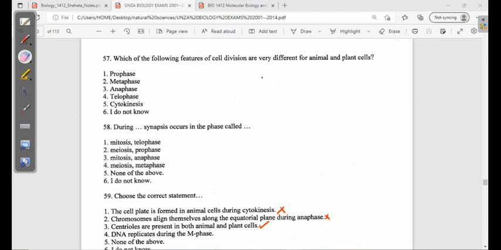Now let's look at the other option. DNA replicates during the M phase. That's not true. Replication of DNA happens during the S phase.